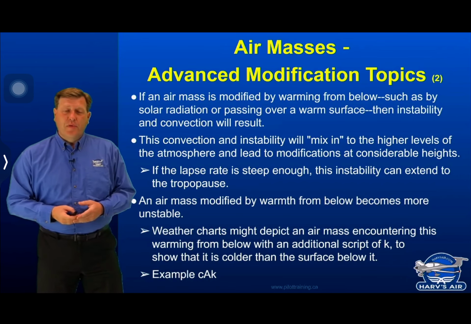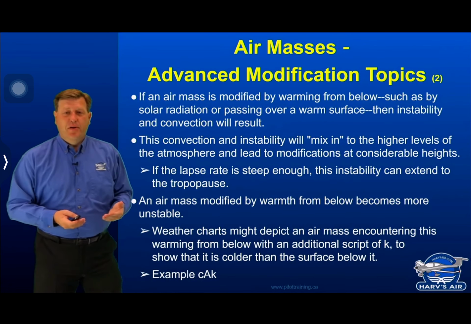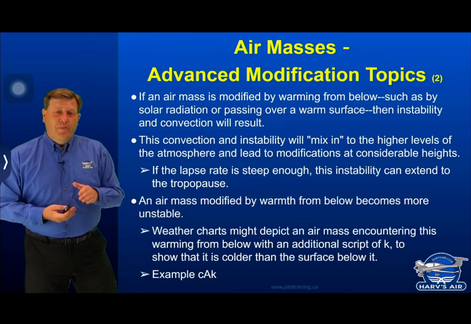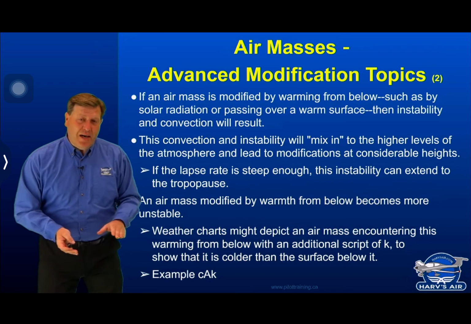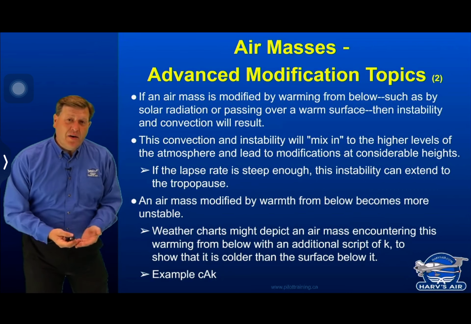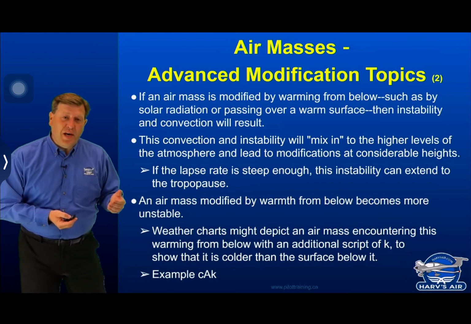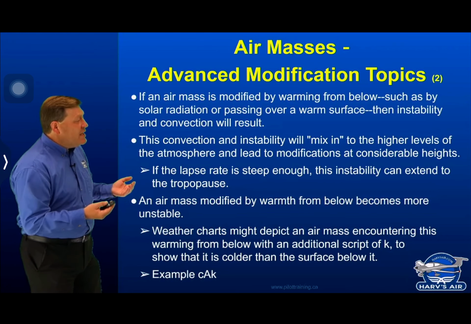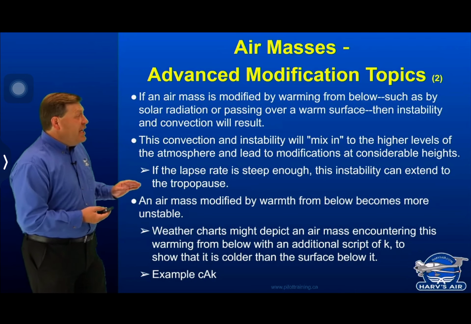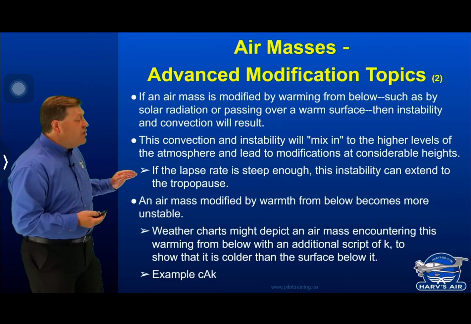All right, so when it comes to warming from below, what will happen? This warming can happen by solar radiation, or it can happen by passing over a warm surface. Remember, we're now going to have slightly warmer air at the bottom of the air mass and slightly colder air at the top of the air mass. Well, warmer air likes to rise, right? So instability and convection will result if we move over a warmer area. This convection and instability will mix into the higher levels of the atmosphere, and it can lead to modification at considerable heights. If the lapse rate of an air mass was steep enough, this instability could extend to the tropopause.